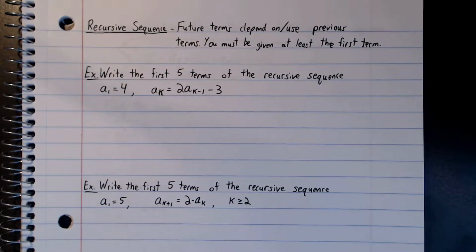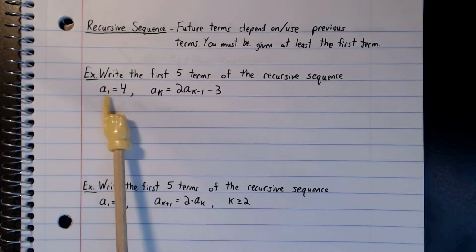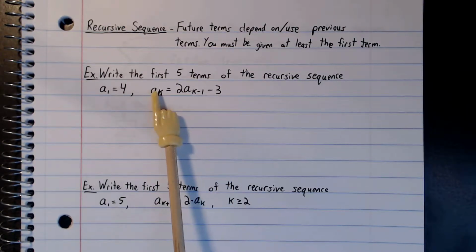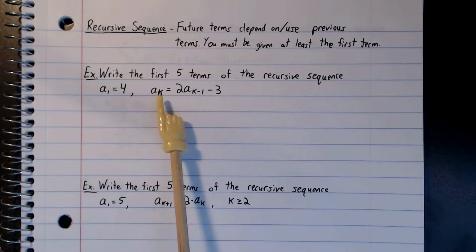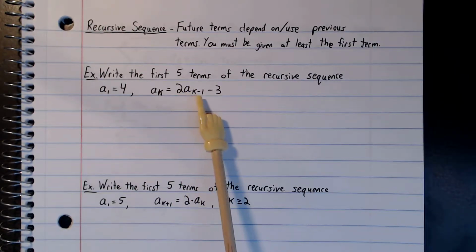A recursive sequence, the future terms depend on or use previous terms. You have to be given at least the first term, though. Okay, so here we have an example that's telling us to write the first 5 terms of the recursive sequence as long as the first entry is 4. And then they have a little bit more of this notation, right? Here you see that we have term a sub k. Next you notice that it says a sub k minus 1.